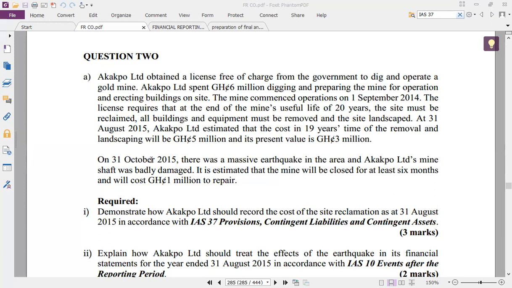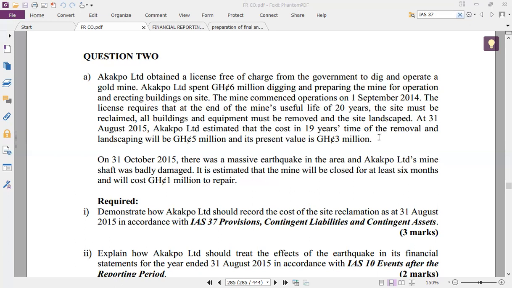In October 2015, there was a massive earthquake in the area, and the A couple limited mine shaft was badly damaged. It is estimated that the mine will be closed for at least 6 months, and it will cost 1 million to repair. Demonstrate how this should be recorded, for 3 solid marks.